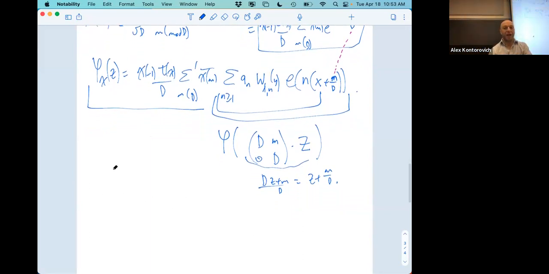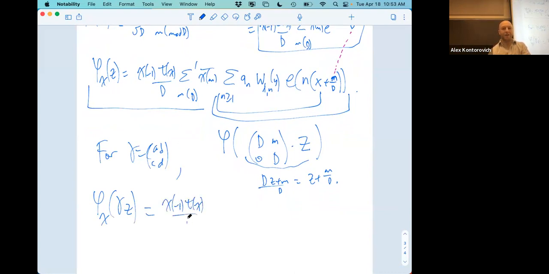Okay, so now let's see what happens for gamma equal to ABCD. And I don't know what conditions I need on ABCD. I want to know what invariance I can guarantee for phi. So phi chi at gamma z, let's just work out what that is. So phi chi of anything is this sum, chi of -1, tau of chi over d, finite sum, m mod d, coprime or not, to you, chi of m bar, and then phi of this matrix, dm0d, or 1 m over d 0, 1, if you prefer, and then gamma z.